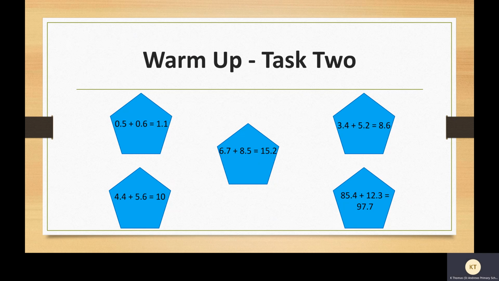0.5 add 0.6 equals 1.1. 4.4 add 5.6 equals 10. 6.7 add 8.5 equals 15.2. 3.4 add 5.2 equals 8.6. And lastly, 85.4 add 12.3 equals 97.7. Well done, everybody, if you managed to work those out in 2 minutes.